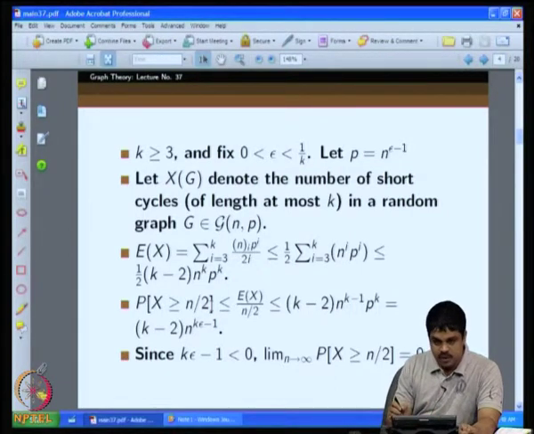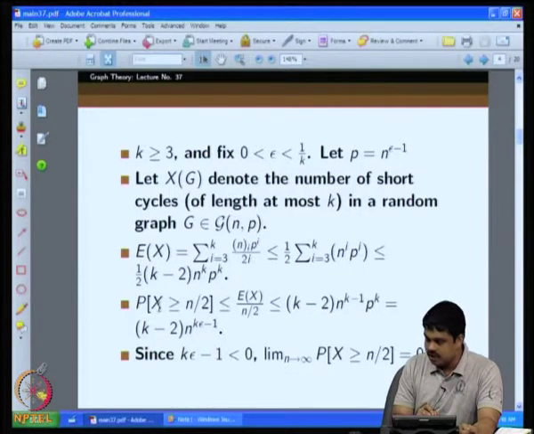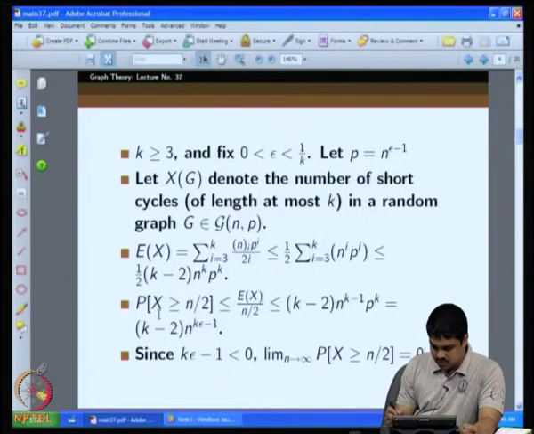Here is an inequality. This x is a random variable with all positive values, right, because this is the number of cycles. It can be 0, 1, 2, 3, up to all positive, no negative values. So, we can use the Markov inequality. In the last class we had just discussed the Markov inequality.